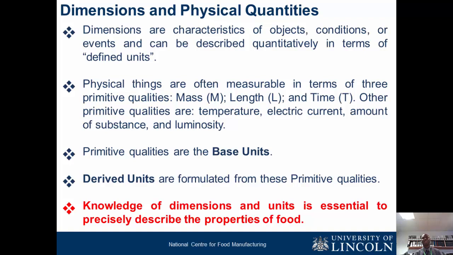Now, what are dimensions and physical quantities? Dimensions are characteristics of an object, condition, or event, and can be described quantitatively in terms of defined units. Physical things such as length and time are dimensional quantities, and they are called the primitive quantities. Other primitive quantities are temperature, electric current, amount of substance, and luminosity. And these quantities are called the base units.